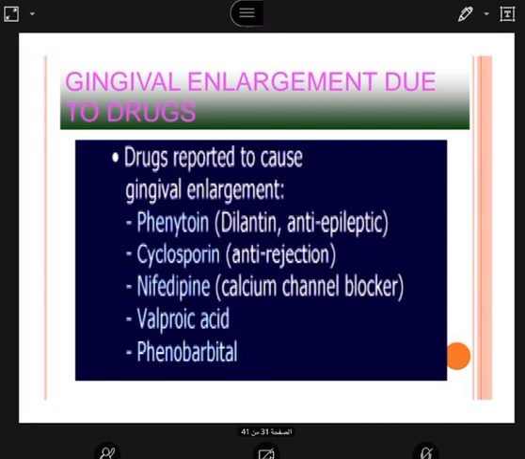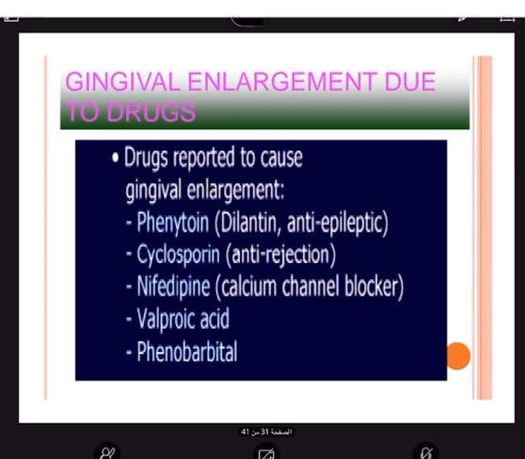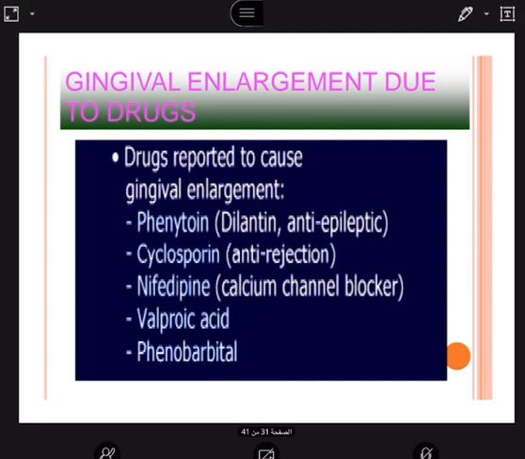Cyclosporin for anti-rejection. Usually you give cyclosporin to a transplant patient. For example, if a patient has undergone a renal transplant or a cardiac transplant, anything foreign which has been put into the body has a tendency to be rejected. That is the basic mechanism of the body, our body has that inherent ability. So cyclosporin is an anti-rejection drug, given so that the body doesn't reject the foreign graft.